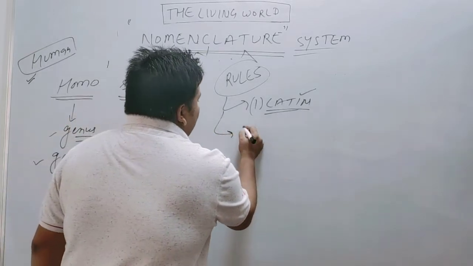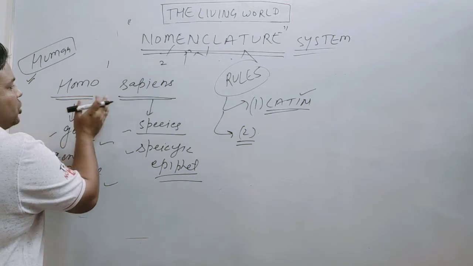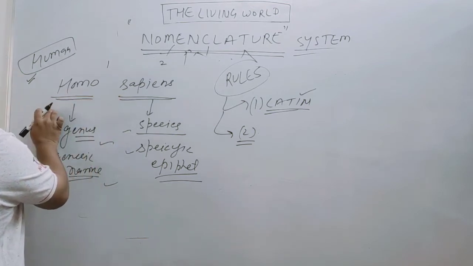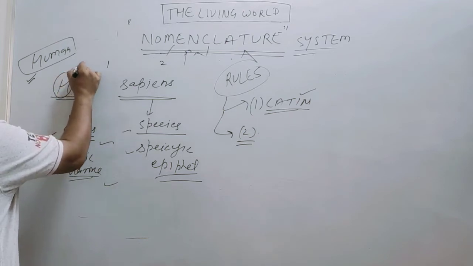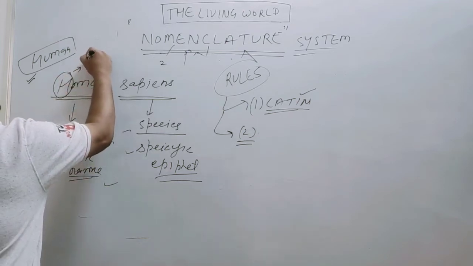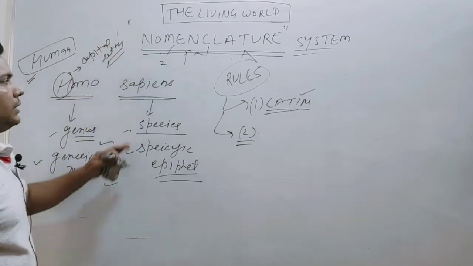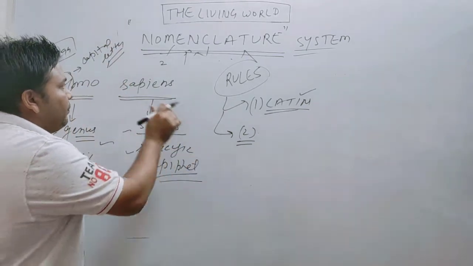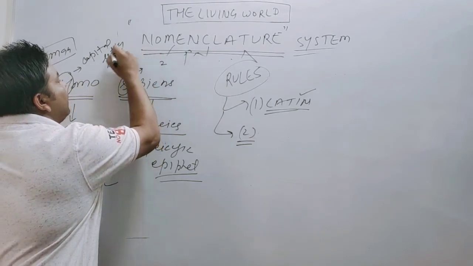दूसरा सेकेंड रूल इज, both words genus and species. If we see the genus, the first letter of this word genus will be written in capital letters. If we see the species, the first letter will be written in small letter.